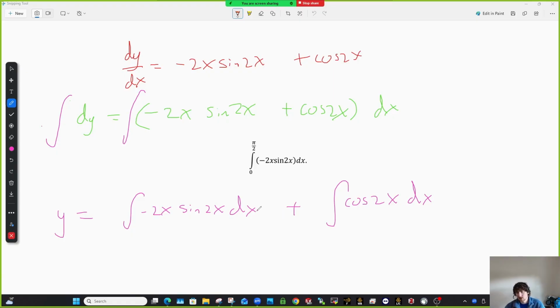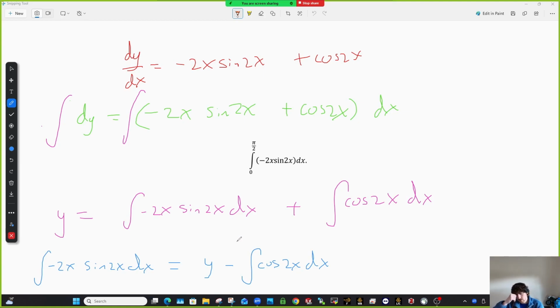Now you're like, why on earth? What is he doing here? So think about this. The whole question I've been asked is to get the value of this thing. But I have it here, so I just need to move everything else away from it. Hopefully that makes sense to people. So when I move everything away from this blue thing, the integral of minus 2x sine 2x dx is equal to y subtract the integral of cos 2x dx.